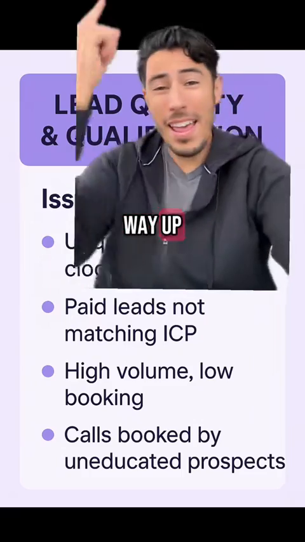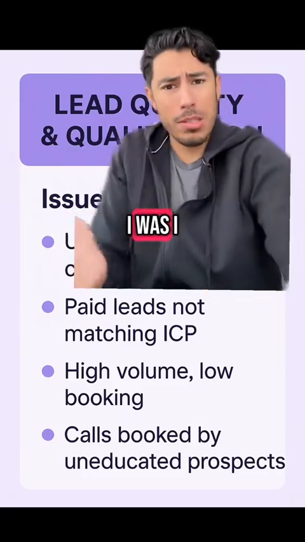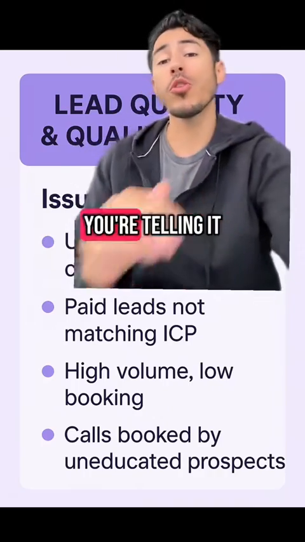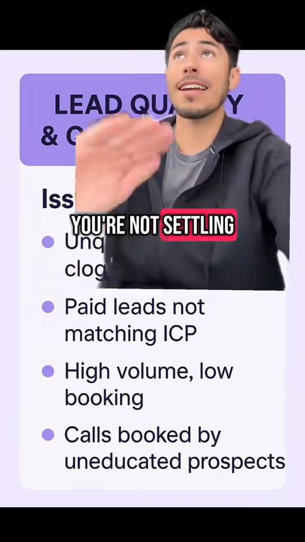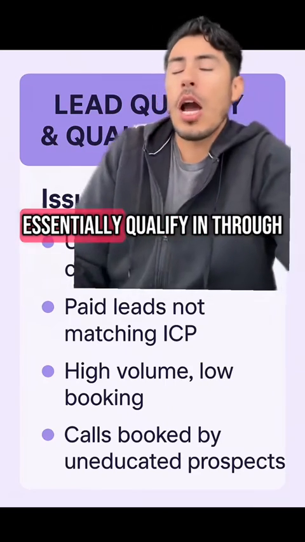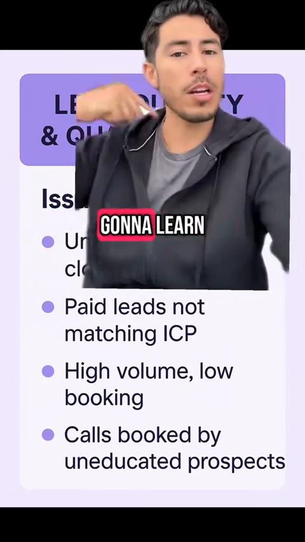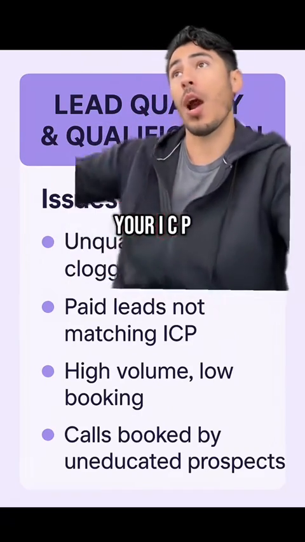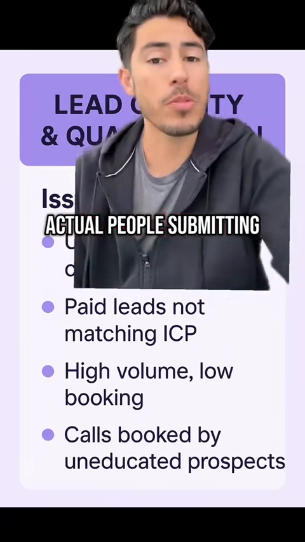It's going to go way up because now the algorithm's like, wait, I thought I was sending you something good. I thought I was what you wanted. Wrong. You're telling it you're not settling for it anymore. Then you're going to let those leads essentially qualify and come through, and the algorithm's going to learn. This is a painful process, but it's necessary. It's the only way to get your ICP to match the actual people submitting your form.